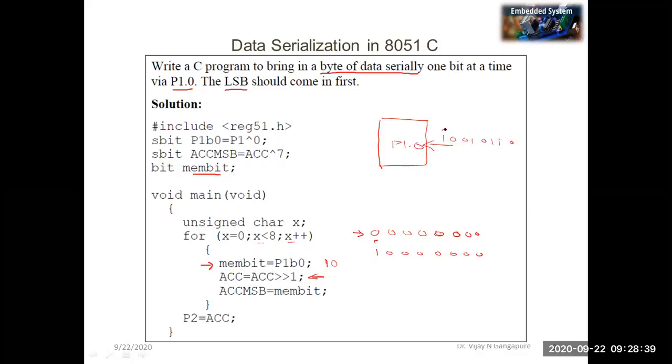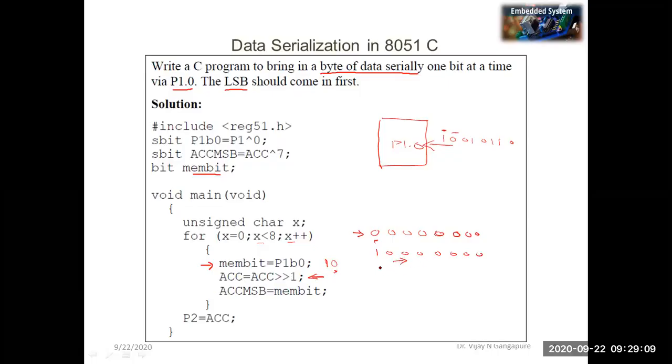Suppose that data we are receiving is 1 0 0 1 0 1 1 0. Now first time this is available here, bit number D7 of the accumulator. Now 0 is there. So what will happen? In mem bit right now 0 is there from pin number 0 of port 1, so that will get stored in mem bit, and accumulator is equal to accumulator right shift by 1. Whatever content is in the accumulator will get right shifted by one position.